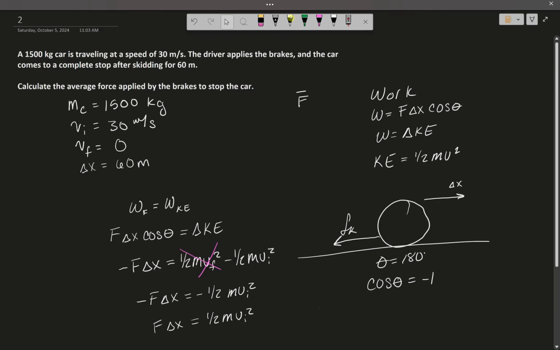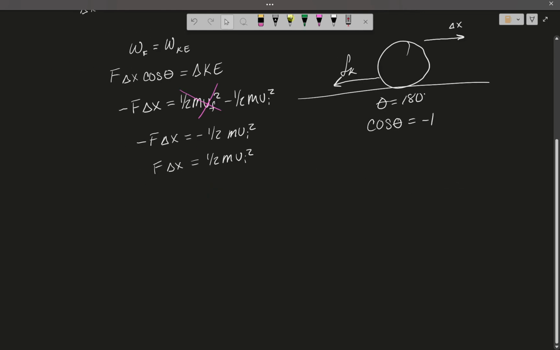And what I'm solving for in this problem is the average force. So I want to move my change in position over to the other side. The reason that this is an average force is I am considering the force over this change in position. So this is not a magnitude of force at a specific point in time, because we know that there will be changes in the total force happening on this object because it's slowing down. So this is why this is going to be an average force.